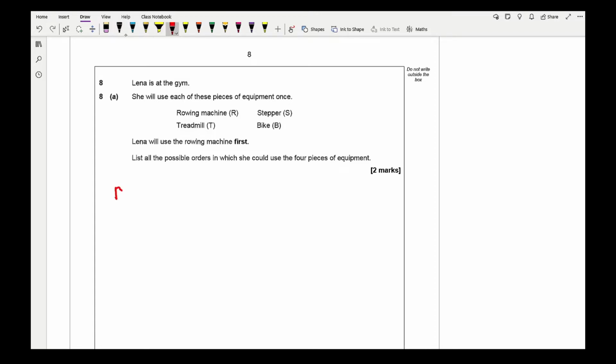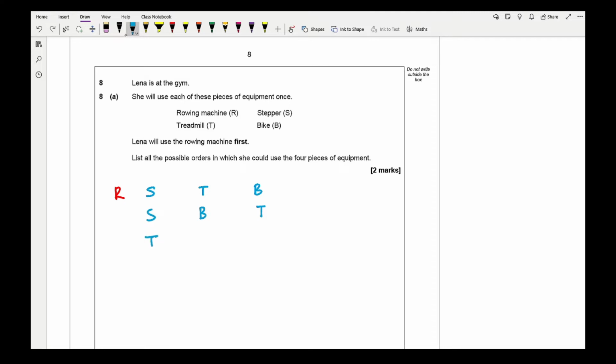So I could write R. Now, whenever you're doing a list of outcomes, you want to make sure that you've got some form of system, because if you're just randomly picking them, you're easily going to make some mistakes. It's also quick if you do it systematically as well. So what I'm going to do is start with S, and I'm going to go for T, B, and then B, T.